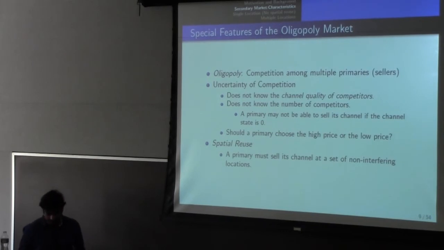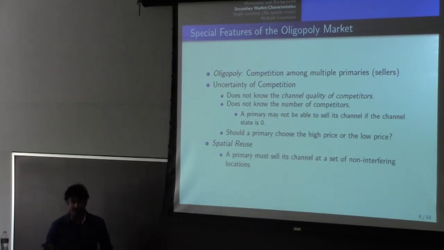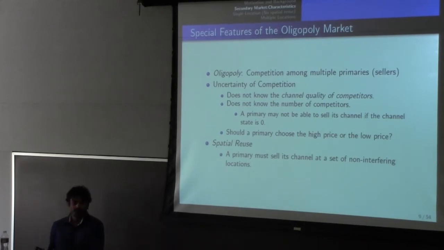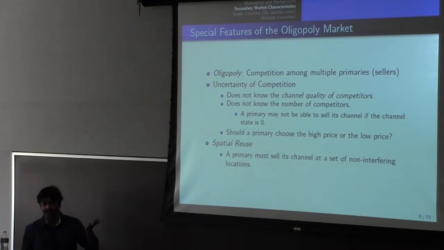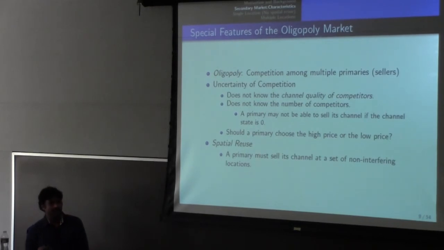Now, as there are a lot of primaries, it is an oligopoly market because there is competition among multiple primaries. But there are some special features of the secondary oligopoly market compared to the economic market. The first is that there is uncertainty in competition, as the primary does not know the channel states of its competitors. Suppose AT&T knows that my competitor Verizon has a very high quality channel, so I should price my channel at a very low price. But if it knows that my competitors have a very low quality channel or do not have any channel to sell, I will probably raise my price because there is no competition in the market. So it leads to a challenging problem, because there is a dilemma whether a primary should choose the high price or the low price.